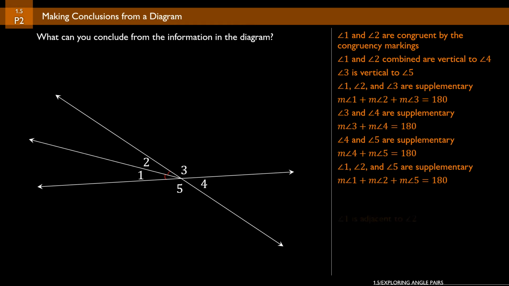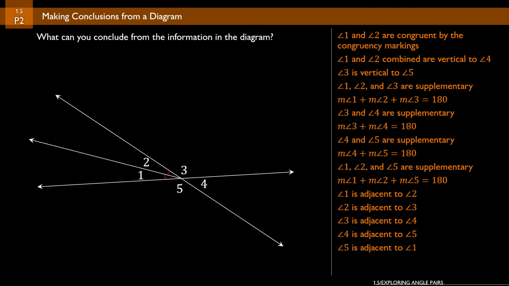Angle 1 is adjacent to angle 2. Angle 2 is adjacent to angle 3. Angle 3 is adjacent to angle 4. Angle 4 is adjacent to angle 5. And angle 5 is adjacent to angle 1.